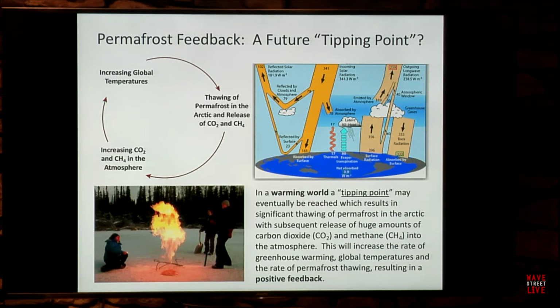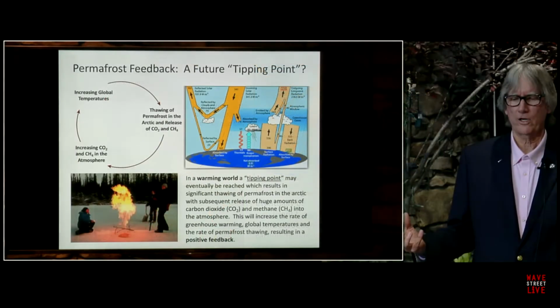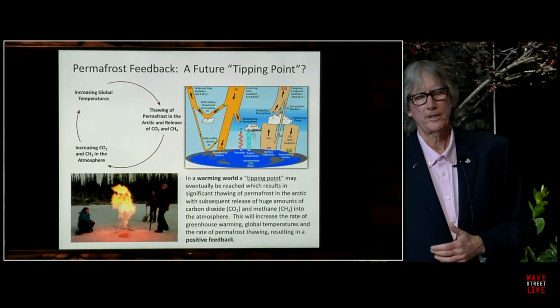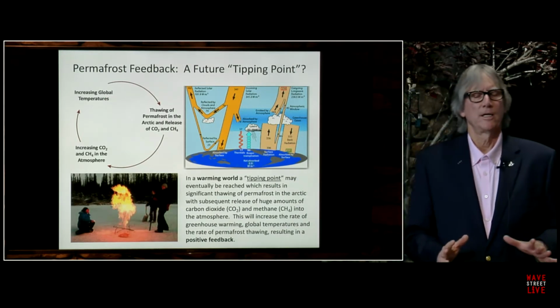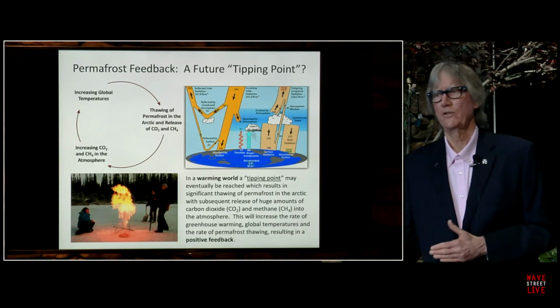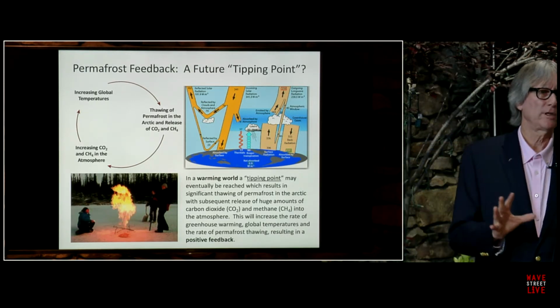There's a lot of it coming out there. So the concern is, will we hit a tipping point where so much of the methane and CO2 in the permafrost is released that it just accelerates the warming? That certainly could happen. The question is, when would that happen? How much warming does it take for that to happen? I don't think anyone really has a good handle on that.